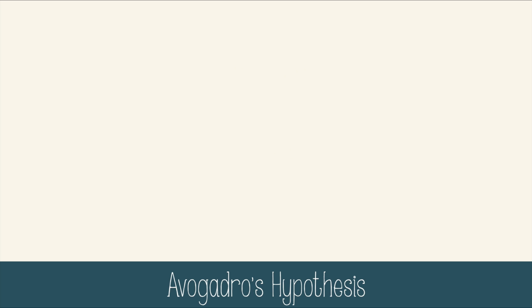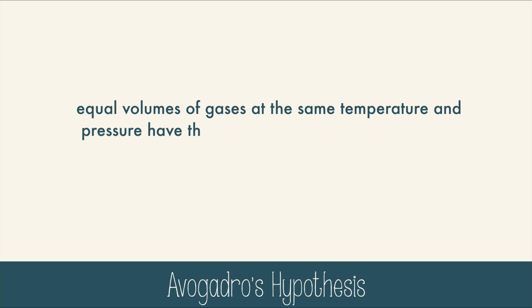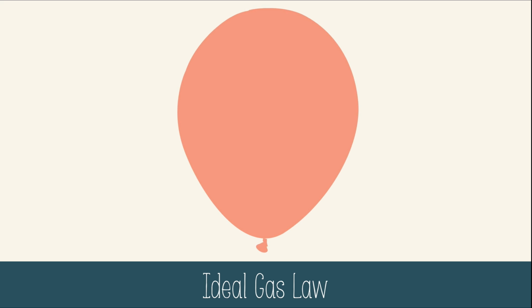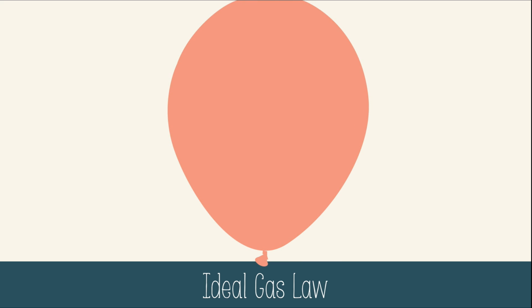Because of Avogadro's hypothesis, equal volumes of gases at the same temperature and pressure have the same number of particles. This means the identity of the gas will not matter, just the number of moles. As you increase the number of atoms in a balloon by, say, blowing air into the balloon, the volume increases. The pressure is the same because the balloon can expand and the temperature is the same. So moles and volume have a direct relationship.